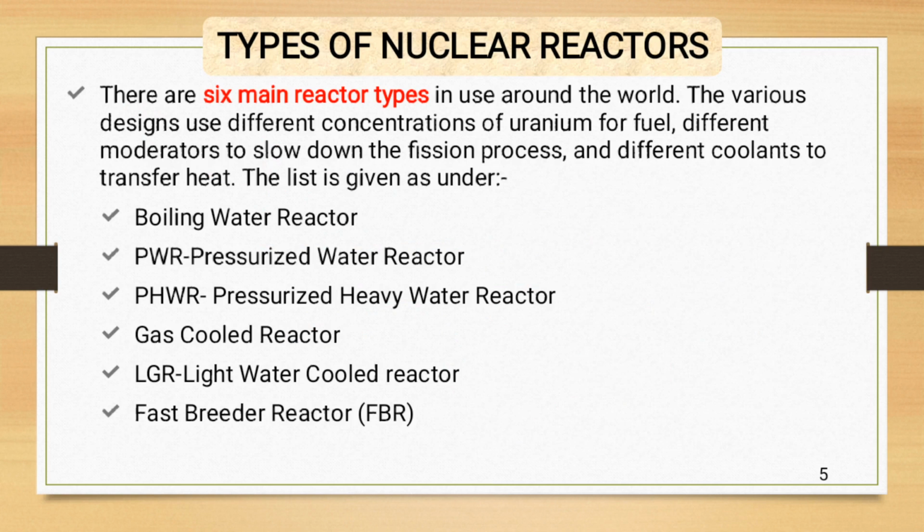There are 6 main reactor types in use around the world. The various designs use different concentrations of uranium for fuel, different moderators to slow down the fission process, and different coolants to transfer heat. The list of these nuclear reactors is: boiling water reactors, pressurized water reactors, pressurized heavy water reactors, gas cooled reactors, light water cooled reactors, and fast breeder reactors. Let us have a brief description of all these 6 types.